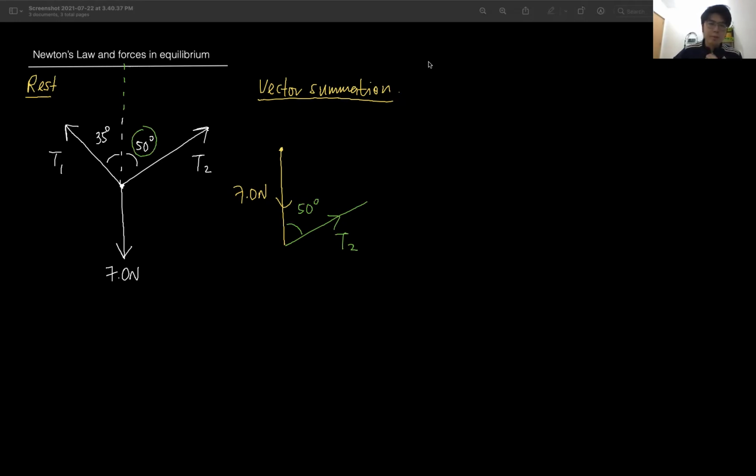Then I join to T1. T1 should join all the way back to the starting position. T1. What is the angle here? You can draw a parallel line on this side. This line is parallel to T1, because parallel, they are the same vector. What is the angle here? I want the angle between T1 and T2. Again, I use this: 35 plus 9 plus 50, 85.